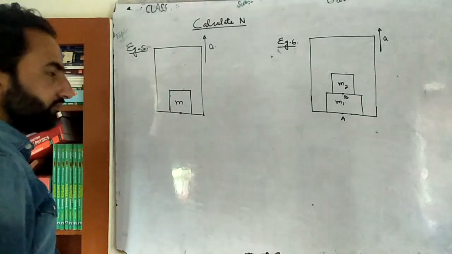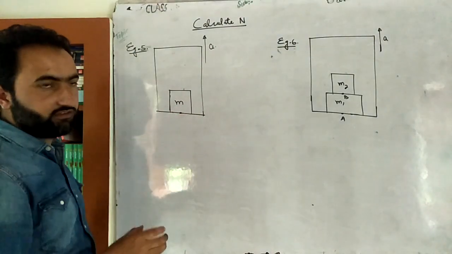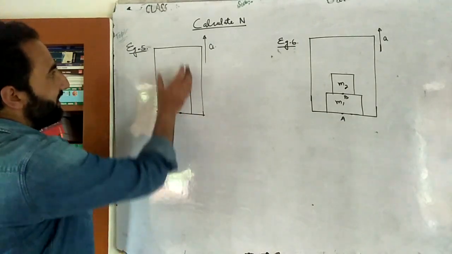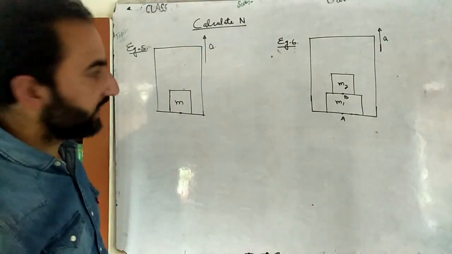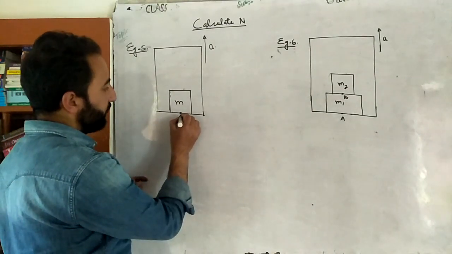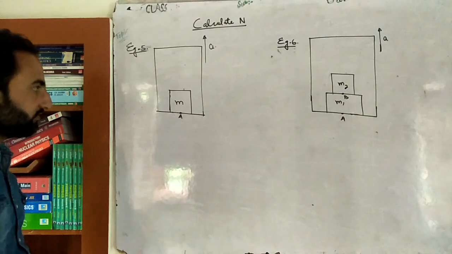Okay, now pay attention, beta, a similar question, but this time the block is placed on a horizontal surface, and this horizontal surface, or this elevator, this box, is accelerating in the upward direction with an acceleration of a. And again you will have to calculate the normal reaction at this contact point A and at the point B. Okay? So let's try to calculate it.